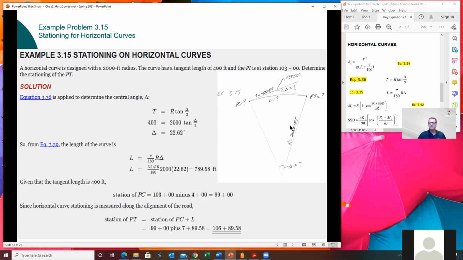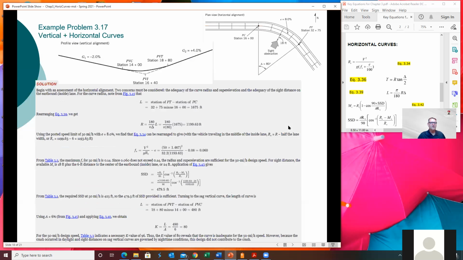Okay, what problem do I have next here? I like example problem 317 in your book because it's both vertical and horizontal curves together. So I like that we're dealing with both issues here.